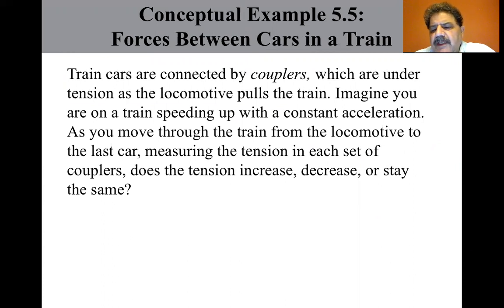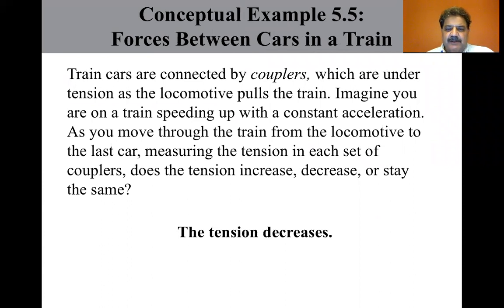What do you think? While the train is speeding up, tension decreases from the front of the train to the back. The coupler between the locomotive and the first car must apply enough force to accelerate the rest of the cars. As you move back along the train, each coupler is accelerating less mass behind it. The last coupler has to accelerate only the last car, and so it is under the least tension. So the answer is the tension decreases.